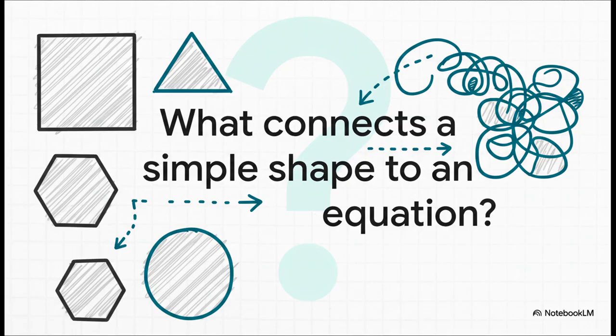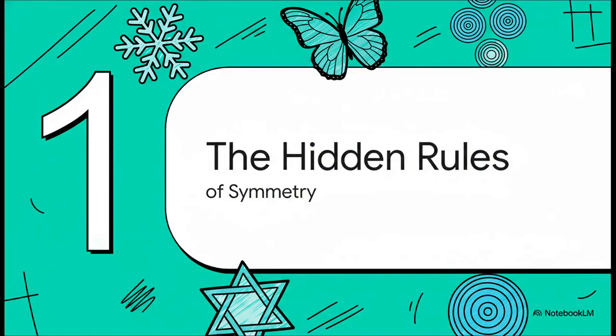What on earth does a simple shape, like a triangle, have to do with a math equation that stumped the greatest minds for centuries? The answer? Well, it's the key to one of the most powerful ideas in all of science. To get to the bottom of this, we've got to start with something we all kind of get intuitively. We're talking about symmetry, those hidden rules that govern the objects all around us.